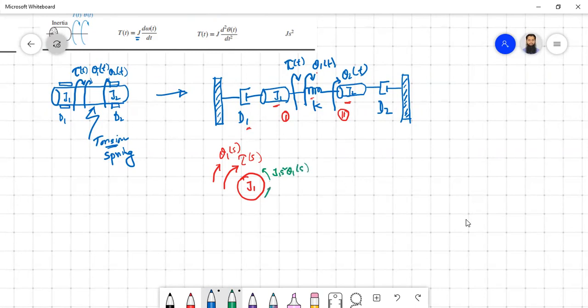Then you will have the other one, in the opposite direction, because of the damping, that is D1 s theta 1s. Then also the spring effect: if J1 is trying to rotate in the clockwise direction, the spring, because of its opposite force, will try to force in the opposite direction. So it will be K theta 1. This is because of the self movement. So what is the condition? The condition is J1 is moving and J2 is stationary or standstill.